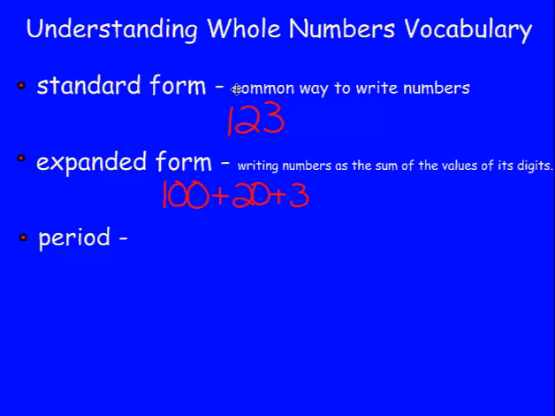The last word that we're going to look at is called a period. Not an English period, but in math, it's three digits separated by a comma. So let's look at a few periods. Let me write a number out here.